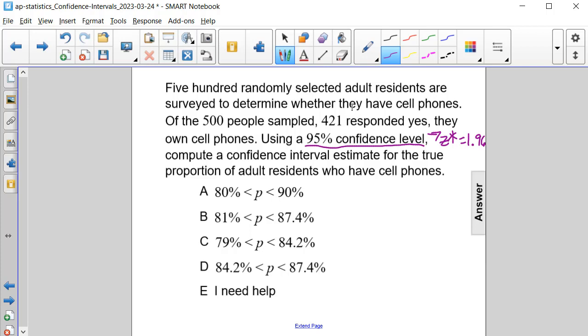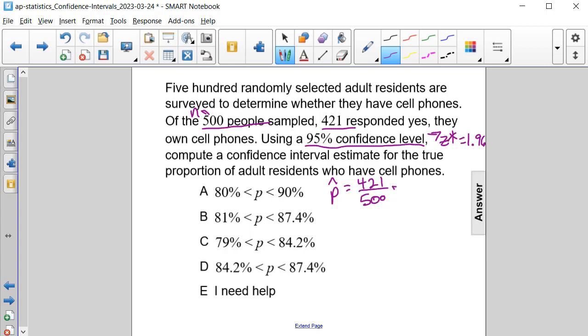The next thing that we need to do is go through the problem and determine the key pieces of information that we have here. Out of the people sampled, the total of 500, that's going to be our N value. And then 421 of them said yes, that they have a cell phone. So 421 is going to go over our N value to determine our sample proportion, or P hat. So P hat is going to be equal to 421 divided by 500.